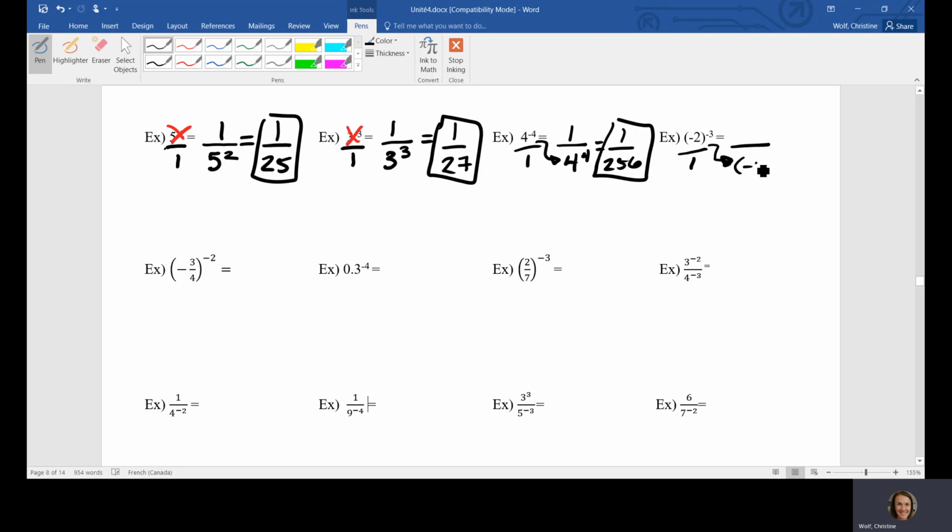But that negative doesn't go away, OK? Seulement les exposants négatifs deviennent positifs. So that's the mistake that happens there. Kids think that that 2 becomes positive as well. Seulement les exposants changent. OK, so enfin, j'ai besoin d'évaluer c'est quoi négatif 2 fois négatif 2 fois négatif 2. Et il faut que c'est négatif encore, right? OK. Alors, la réponse est négatif 1 sur 8. You have to have a negative somewhere there.